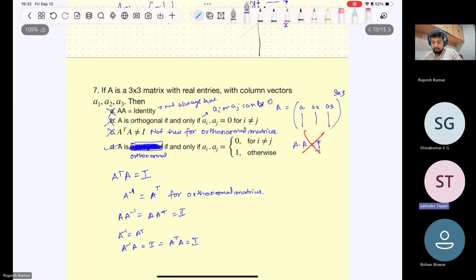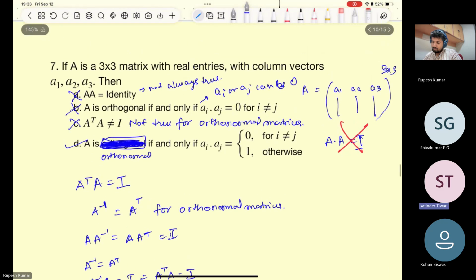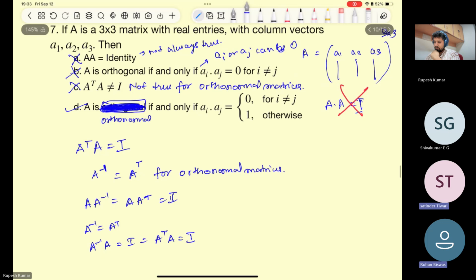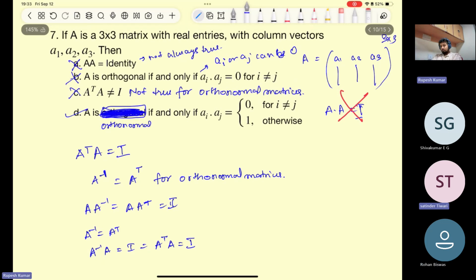But in the question, it has not been mentioned that the matrix is orthonormal. In the question, it has not been asked. I think it will always be not true. A transpose into A will not always be equal to I, because in the question it has not been asked for the orthonormal. I also got the same doubt, that's why I asked. Sir has explained that for orthonormal matrices it is I, I understood. But I think it will be false because it will always be not true. We just have to consider that.